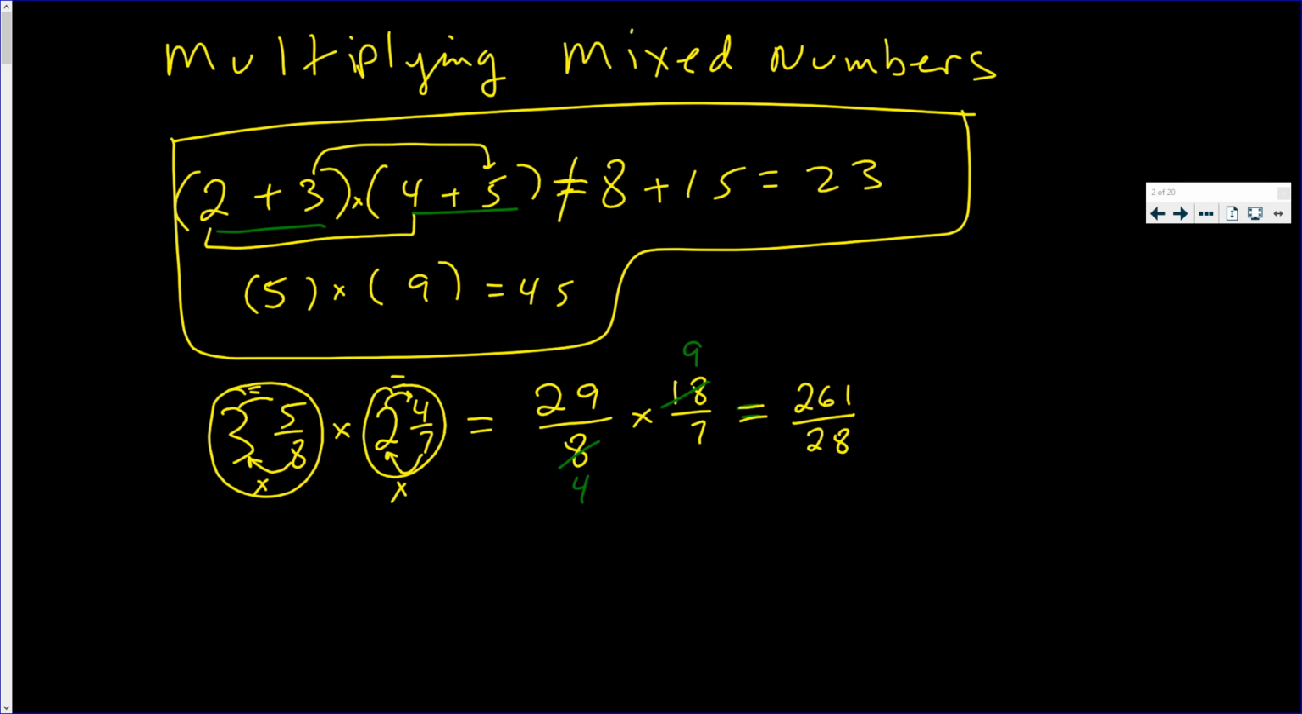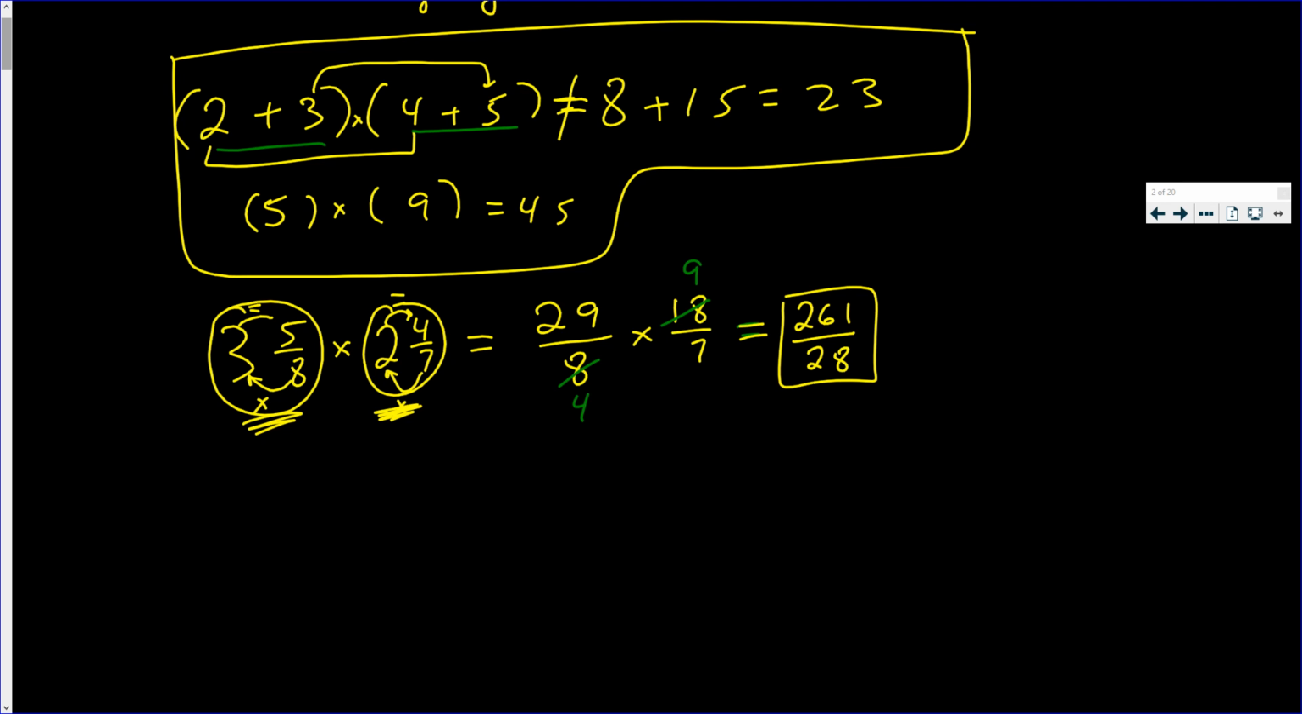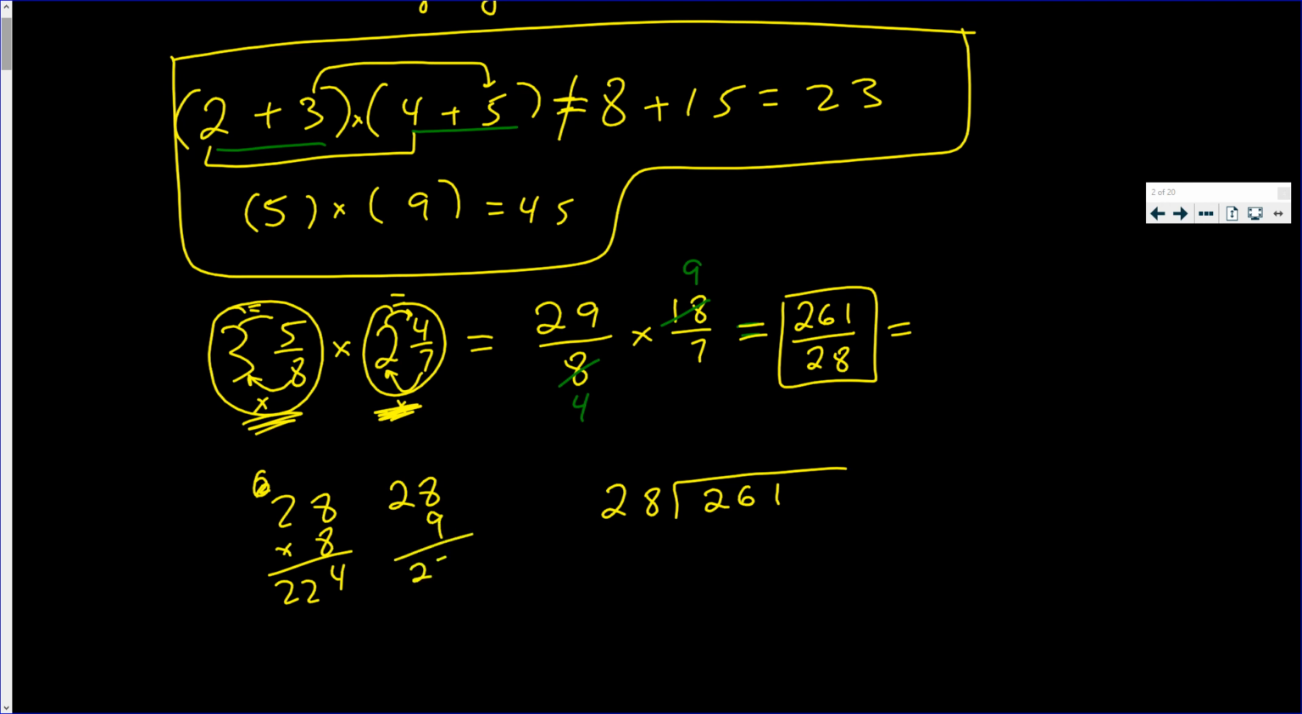Now, if somebody gives you two mixed numbers to multiply, it'd be nice if you gave back the answer in the same format. So how many times does 28 go into 261? That is, I want to write that number as a mixed number. Well, let's look at 28 times 8. That's 224. And 28 times 9 is 271, I'm pretty sure.